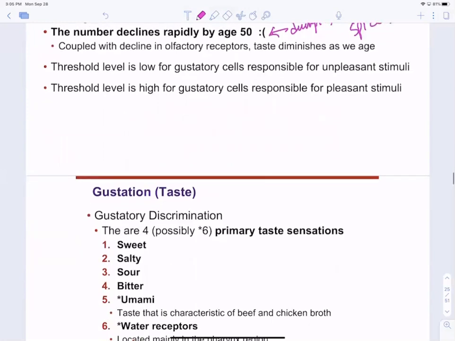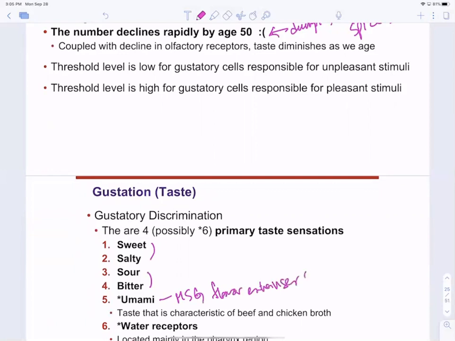There are really four, and then there's a fifth and sixth taste sensation. Sweet and salty are in the front of your tongue. Sour and bitter are towards the back, and then umami is in the very back. Umami responds to MSG, or monosodium glutamate. That's why it's called a flavor enhancer.